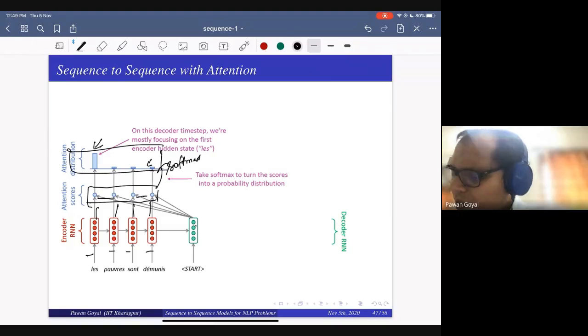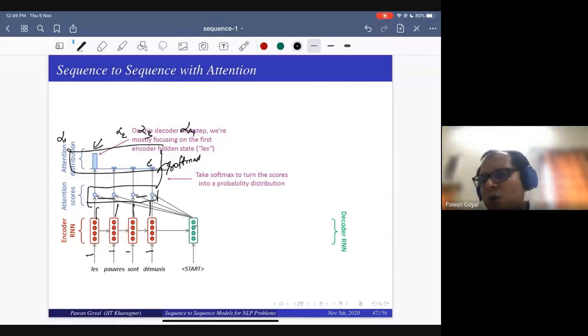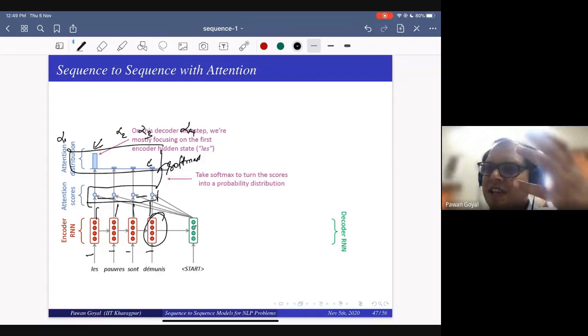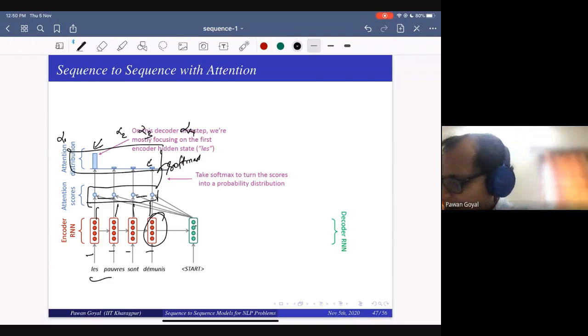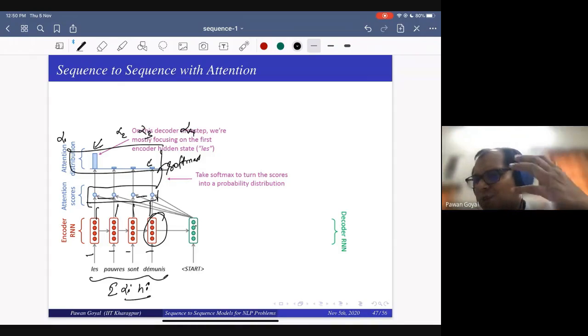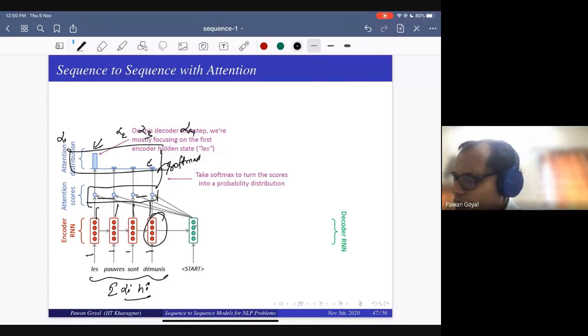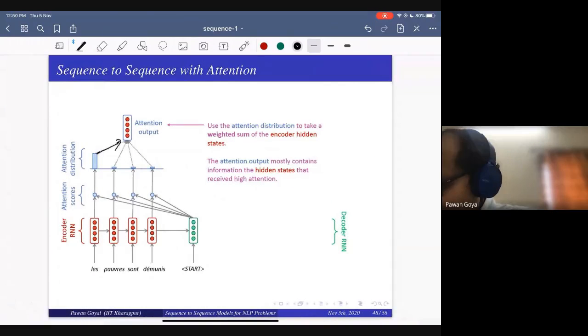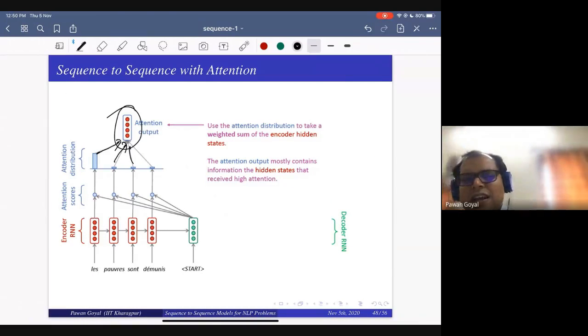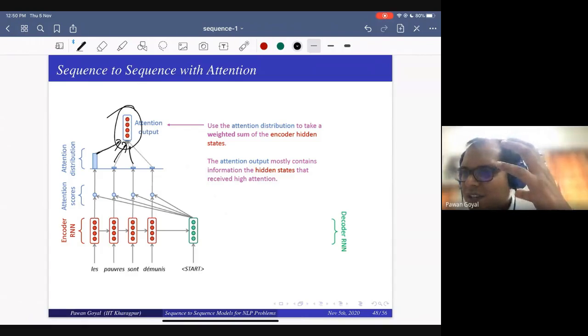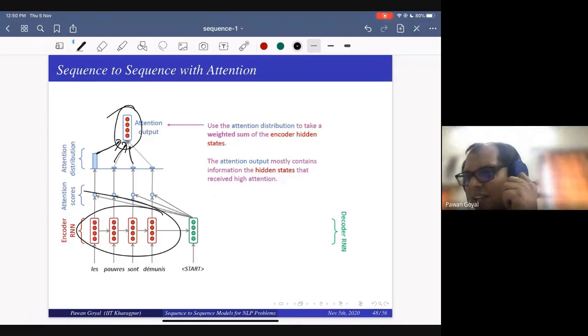Now you get the scores. Suppose they are alpha 1, alpha 2, alpha 3, alpha 4. Earlier you were directly using the hidden state. Now you compute a summarized version of your hidden state: my summary of hidden state is sigma alpha_i h_i. What you have done here is, whichever hidden state I should put higher attention on is given a higher weightage than the others. So I take sigma alpha_i h_i, this is my attention output, and this tells me the summarized information from the input encoder hidden states.